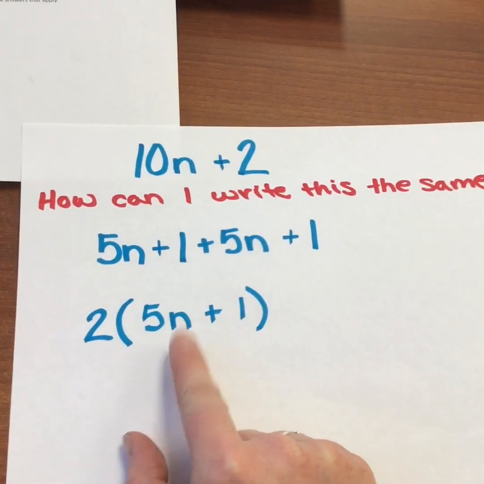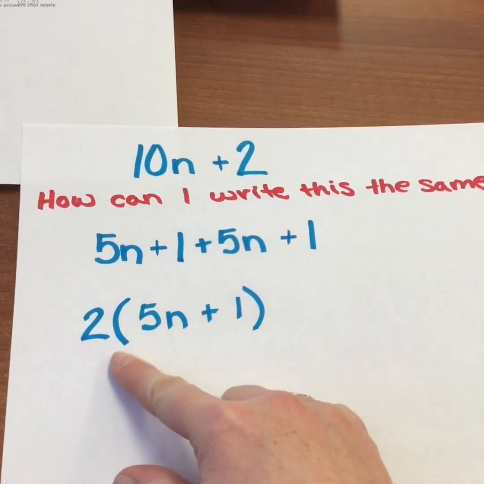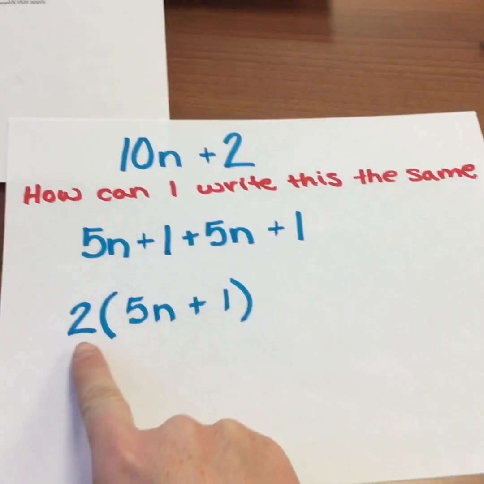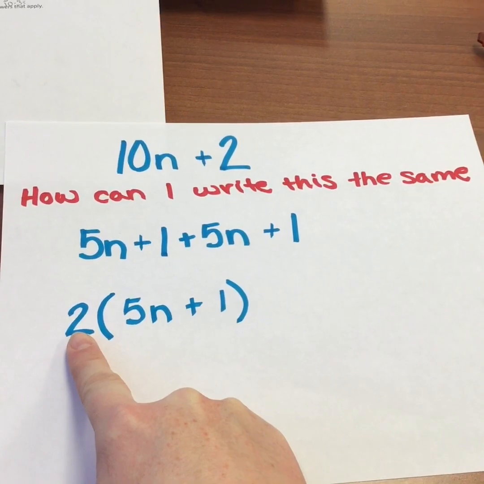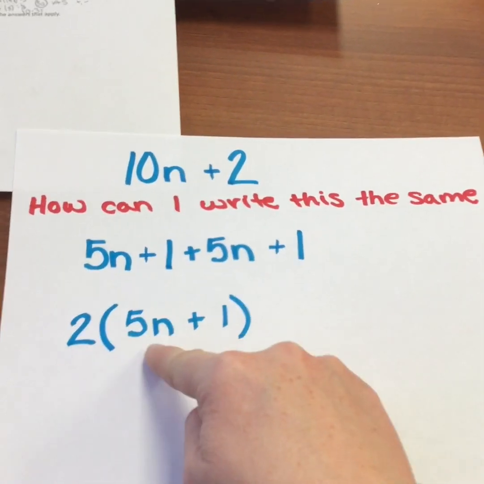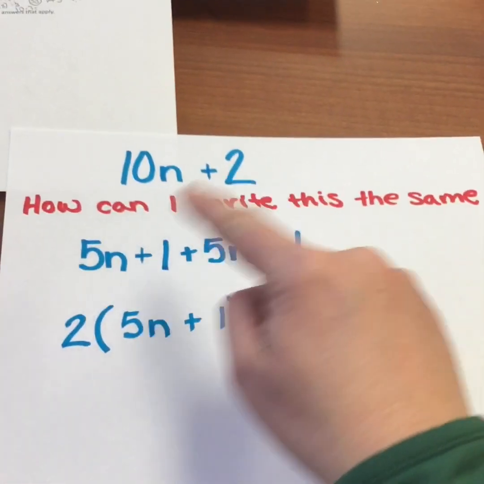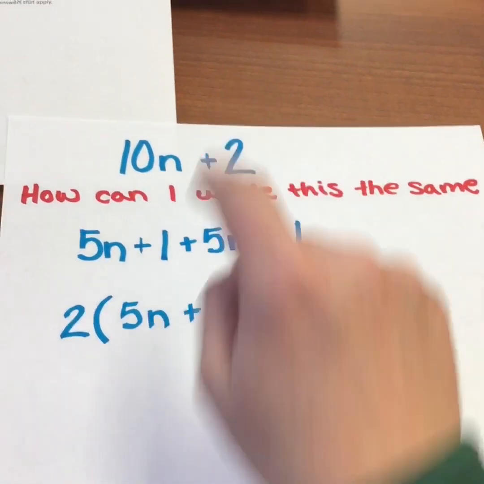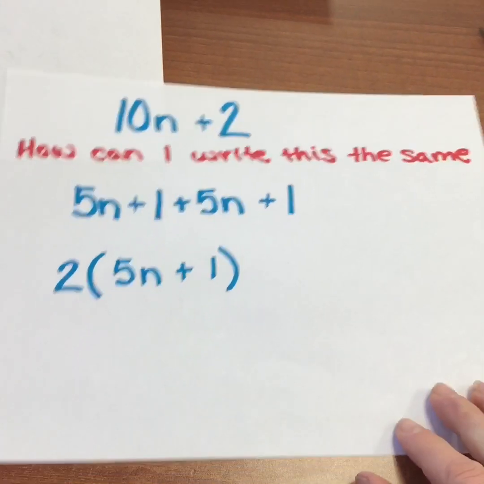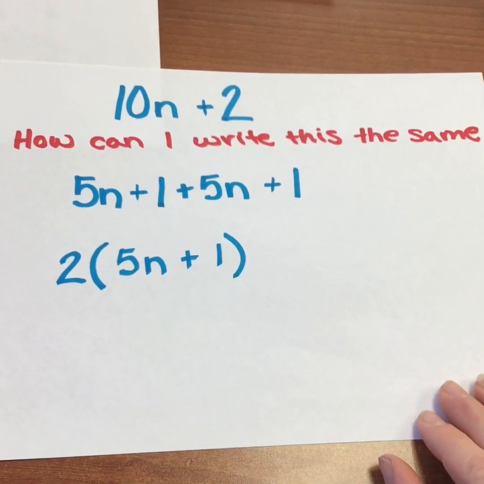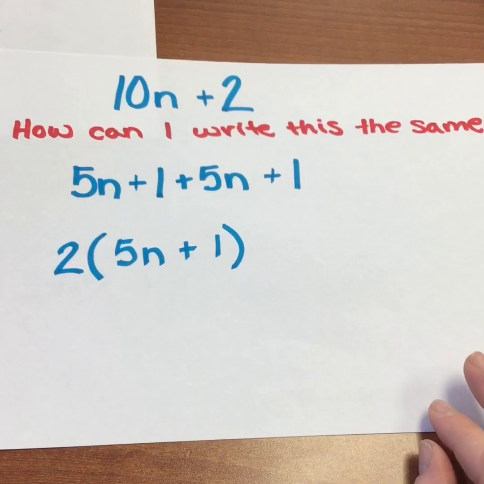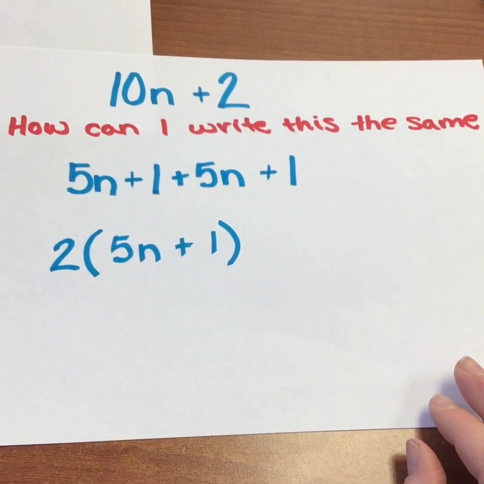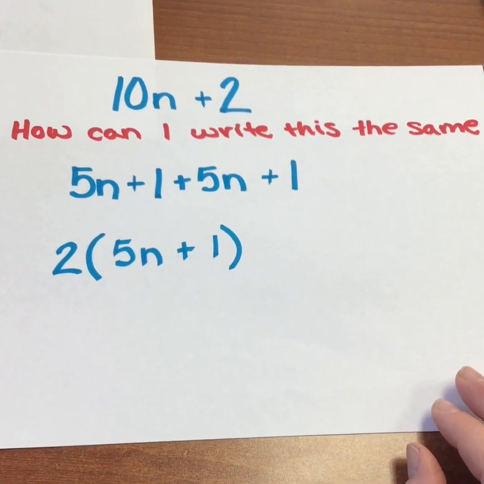You also could factor out or make it look like a distributive problem. And you know 10 and 2 are both divisible by 2. So your 2 goes on the outside. And 10 divided by 2 would be 5n. And 2 divided by 2 would be 1. Therefore, if you multiplied it back, you would come up with 10n plus 2. You have to remember how to combine like terms and how to distribute to determine what expressions mean the exact same thing or are equivalent expressions.